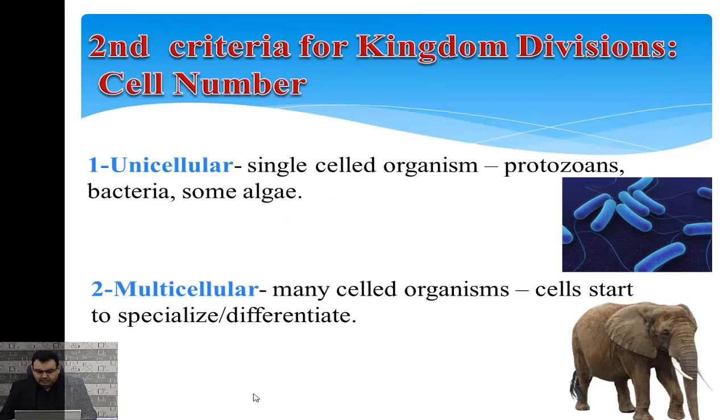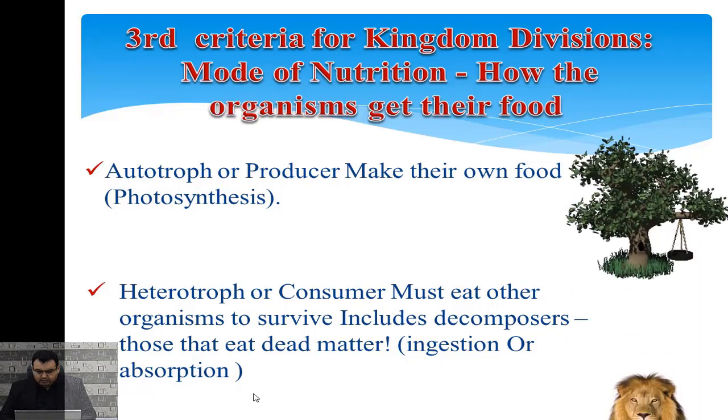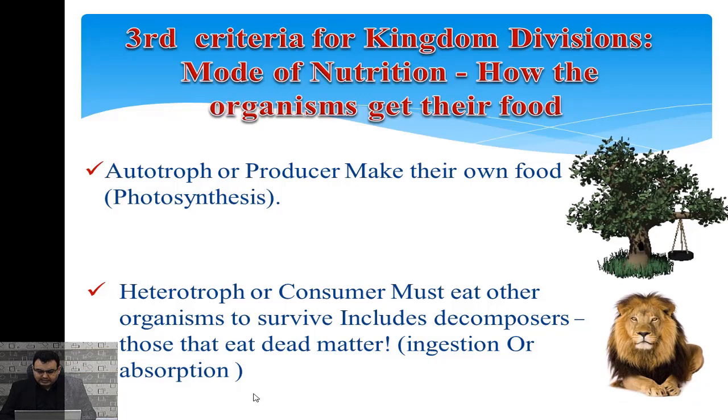Two criteria for kingdom division: cell number. Unicellular, single-celled organisms include protozoans, bacteria, and some algae. Multicellular, many-celled organisms have cells that start to specialize and differentiate. Three criteria for kingdom division: mode of nutrition, how the organism gets its food. Autotrophy means producing or making their own food, by photosynthesis. Heterotrophy means consumers that must eat other organisms to survive, including decomposers, those that eat dead matter, by ingestion or absorption.